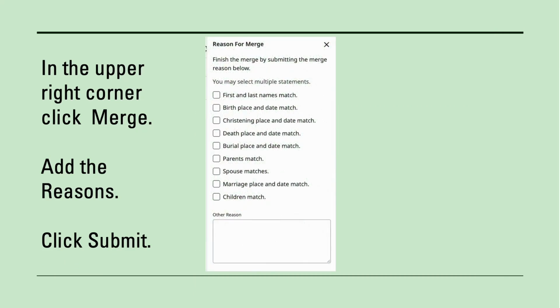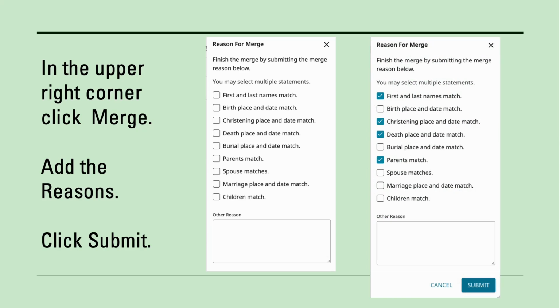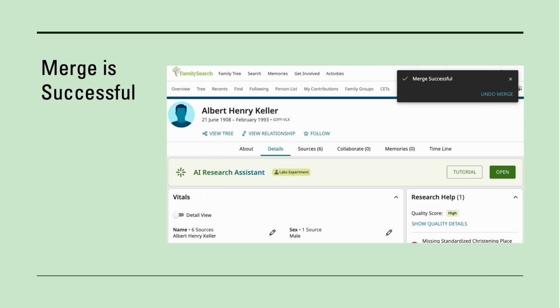You will be asked to give a reason for the merge. Check the appropriate boxes or add another reason in the box. Then click Submit. The merge has been completed and you no longer have a duplicate person. In the event you had more than one duplicate, repeat the process until there is only one version of the person.